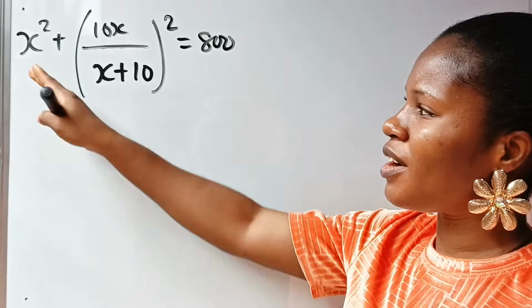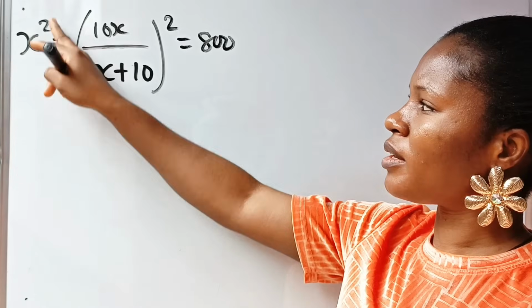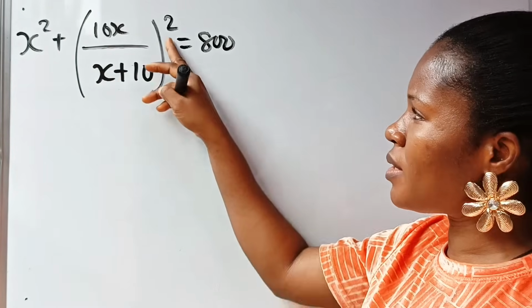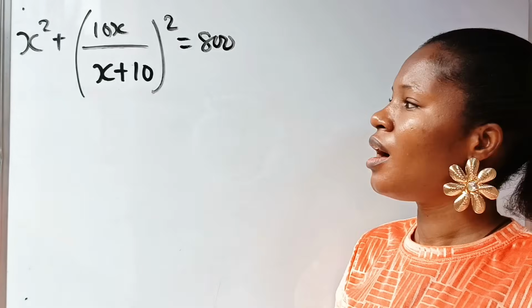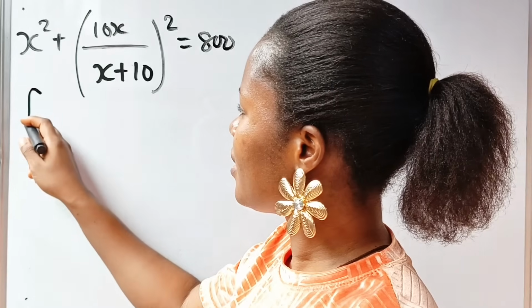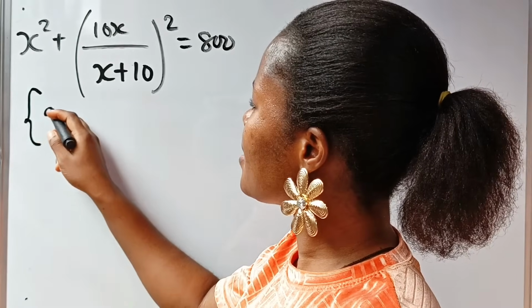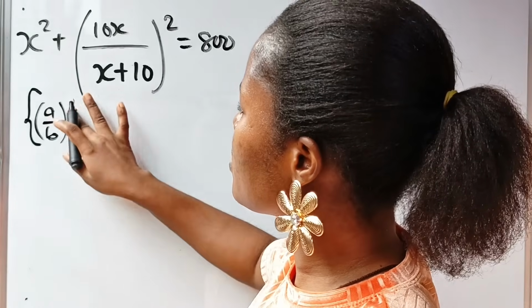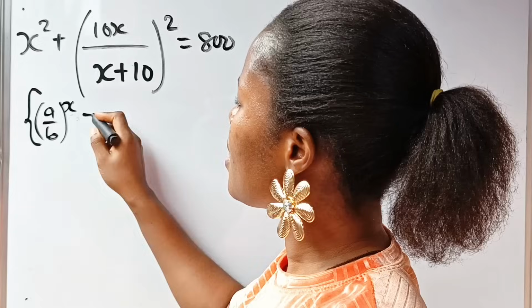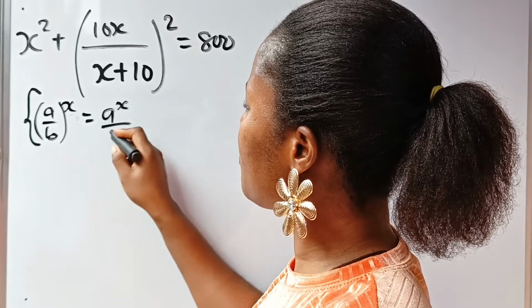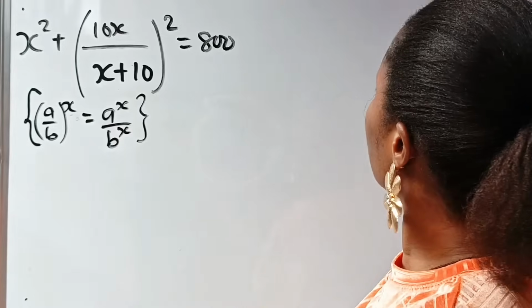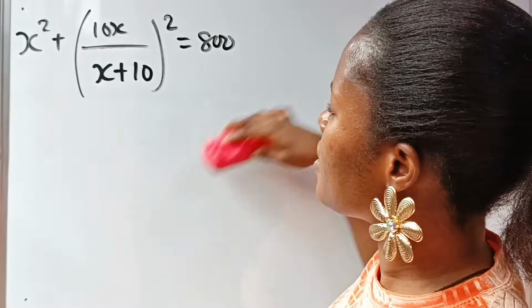We are asked to find the value of x if (x squared plus 10x) divided by (x plus 10), all squared, is equal to 800. First, let's remember that (a over b) raised to the power of x is equal to a to the power of x divided by b to the power of x. So we are going to write this.